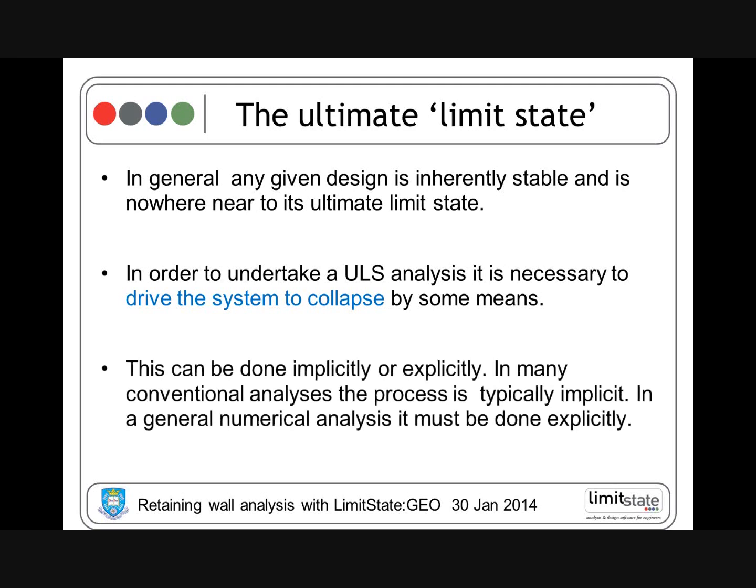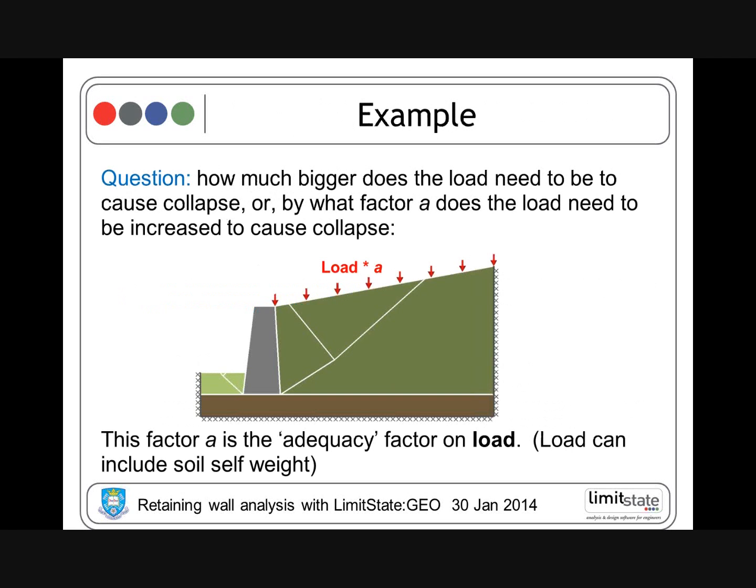Now, driving the system to collapse in conventional limit equilibrium analysis, often that's done implicitly. You may not notice directly that you're effectively driving the system to collapse in some way. In a numerical analysis, such as LimitState GEO, you have to do this explicitly. So this brings us to the concept of what we call an adequacy factor in the software.